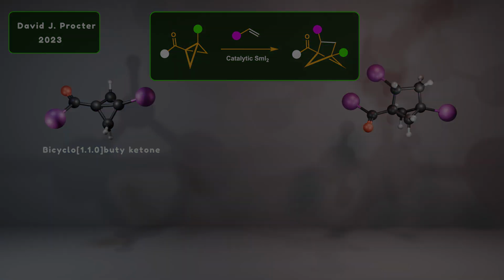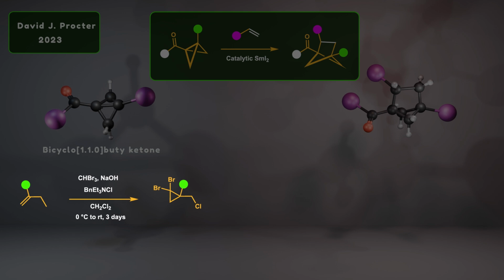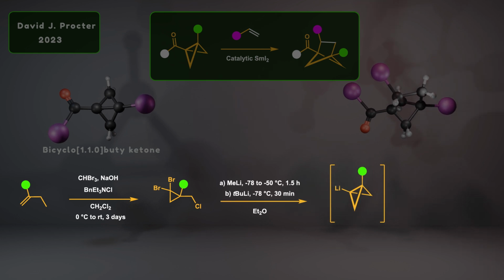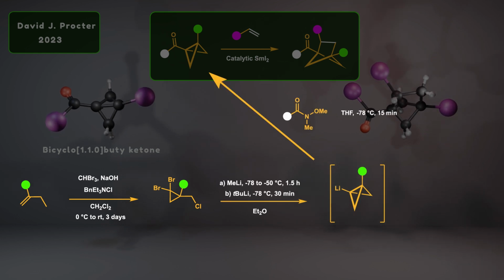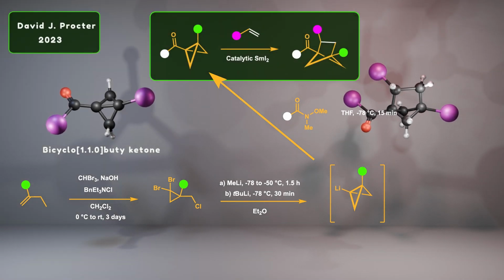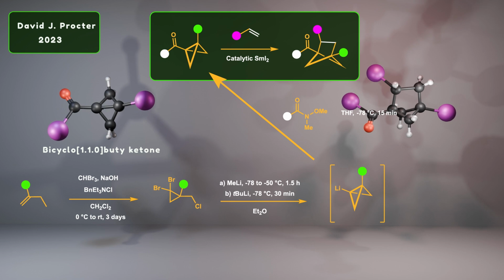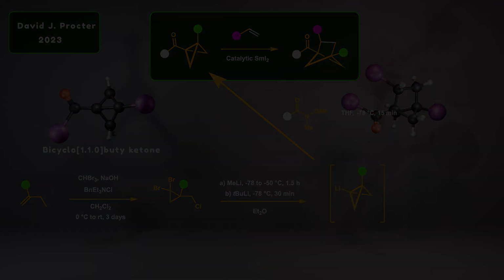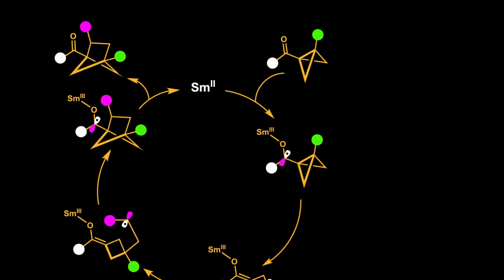In the first step, allyl chloride reacts with bromoform to create 1,1-dibromocyclopropane. This then reacts with methyl lithium and tert-butyl lithium. This intermediate reacts with Weinreb amide to produce the desired ketone. Adding alkene and samarium diiodide results in the target molecule. Now let's go through the mechanism.